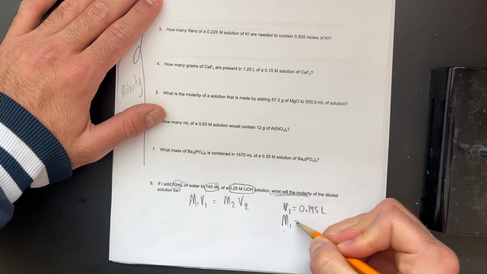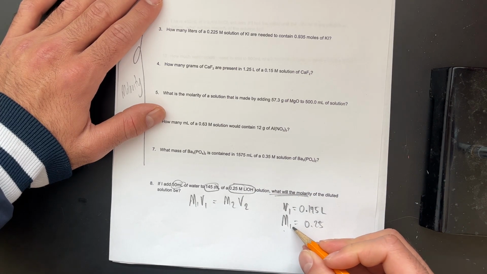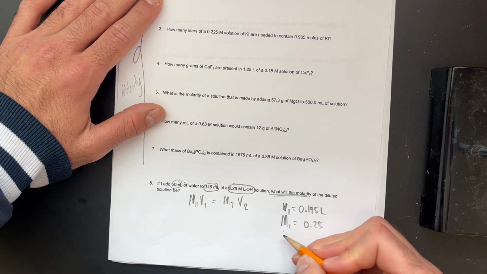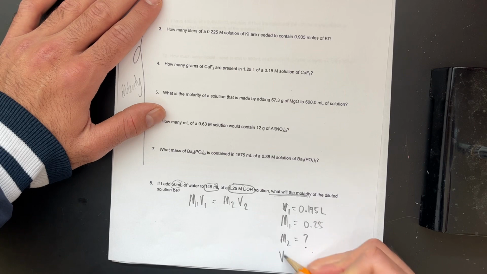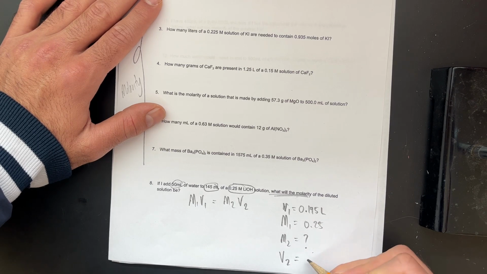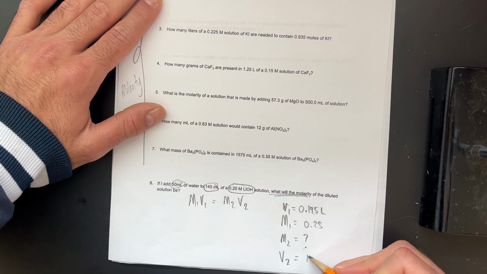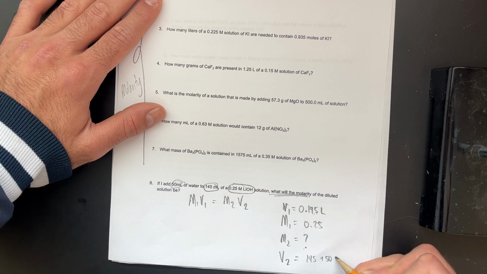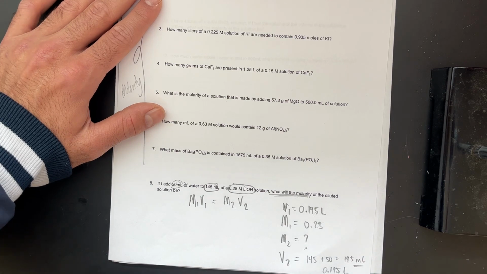And the molarity of that solution is 0.25, of the original. M1 and V1 are of the original. And it's saying, what will the molarity be? So M2 we don't know. And it's saying if you add 50 milliliters. Now, do note, V2 is not 50. It's going to be 145 plus the 50, which is equal to 195 milliliters. And so that's 0.195 liters.